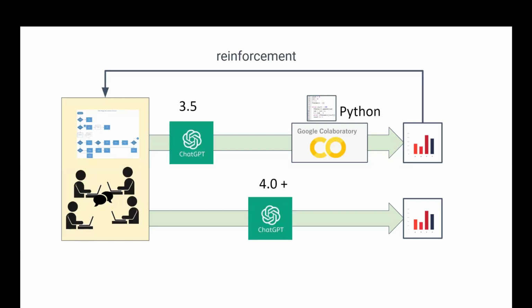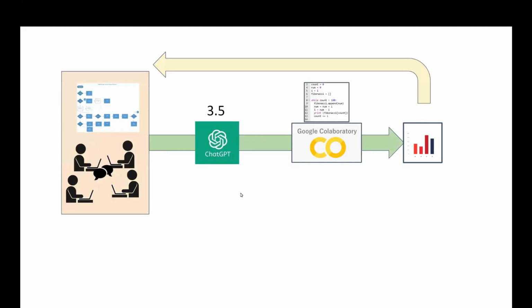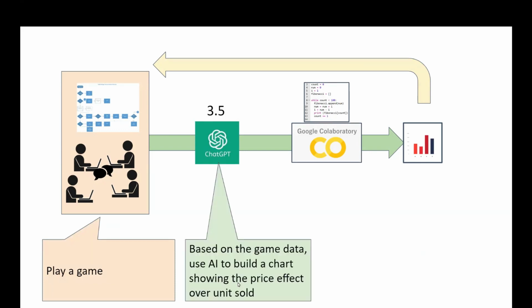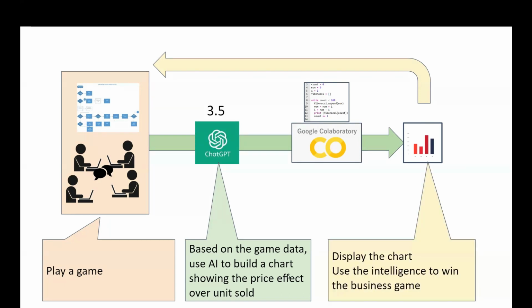We want our students to learn how to think, and less on the administrative stuff like downloading, installing, connecting, and so on. So what's the role here, right? We're going to play a game. We're going to ask the AI to build a chart showing the price effect over units sold. This is the case that we're going to do today. And then we are going to display the chart and use the intelligence to win the business game once again.